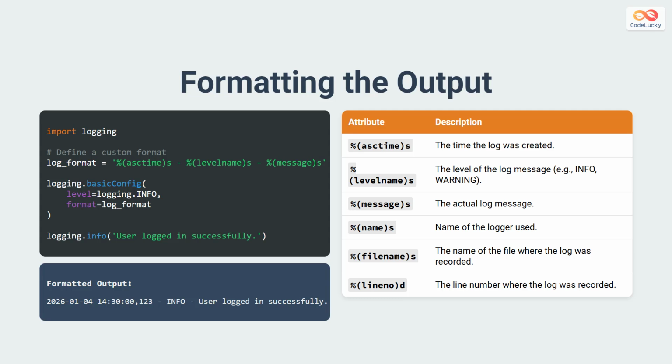You can completely customize the format of your log messages. By passing a format string to basicConfig, you can include useful information like the timestamp, the log level, and the message itself. Common format attributes include asctime for the time, levelname for the severity level, and of course, message for your log text.